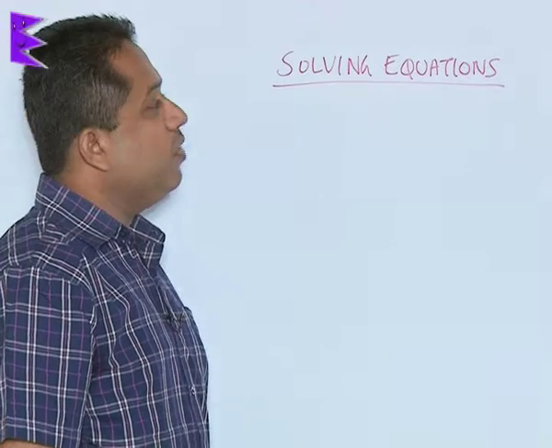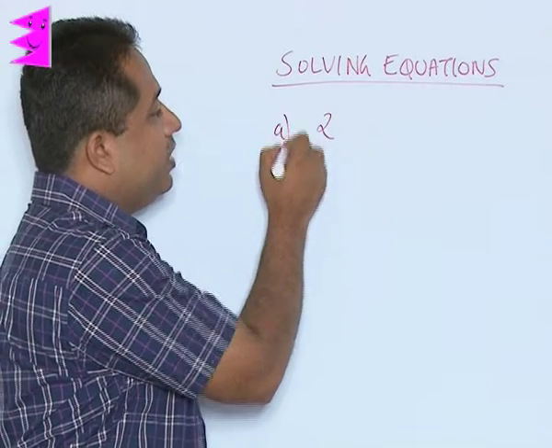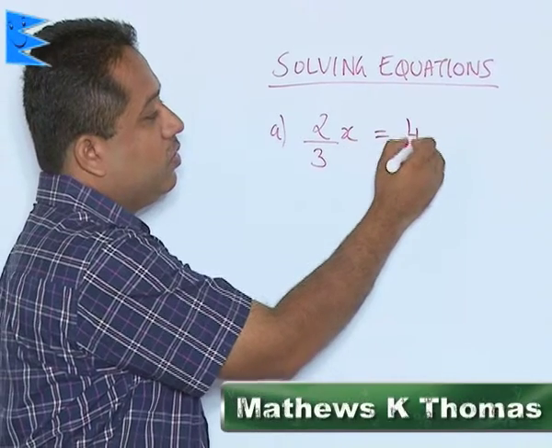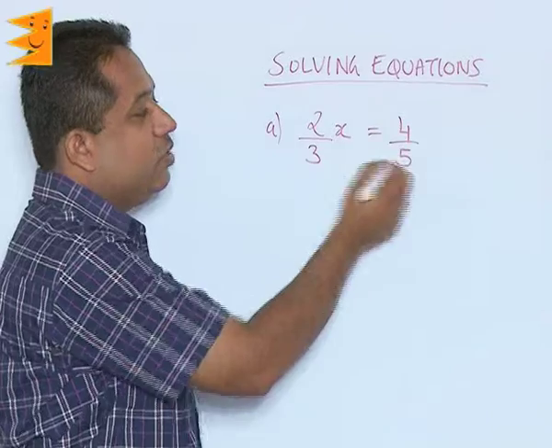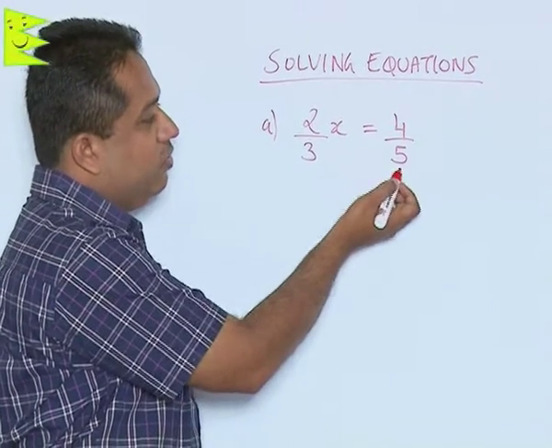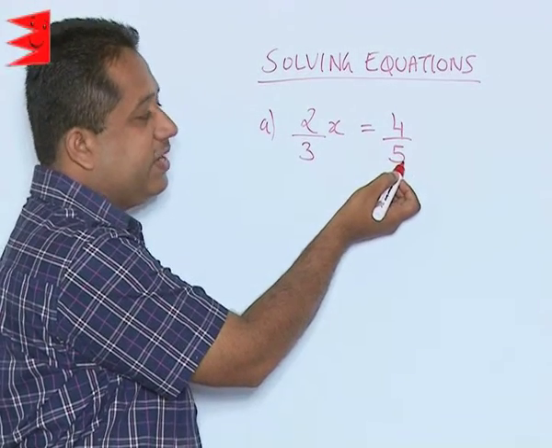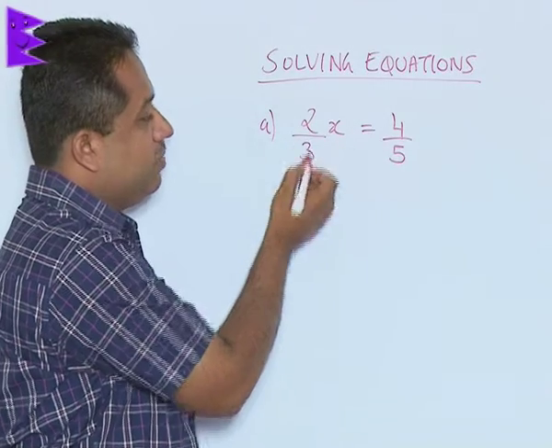Let us see a few more examples of solving equations. We have a question here: 2 by 3x is equal to 4 upon 5. In these types of questions, we have to cross multiply. Cross multiply means the denominator on the right side will be multiplied with the numerator on the left. So, we have to multiply this.